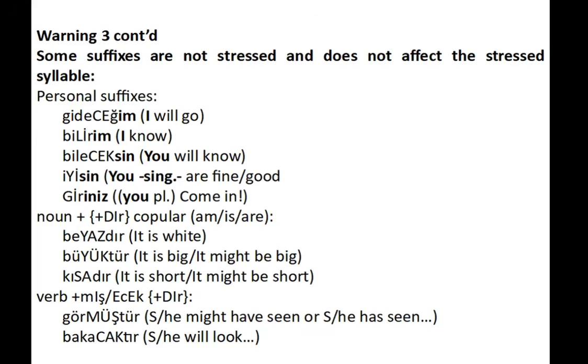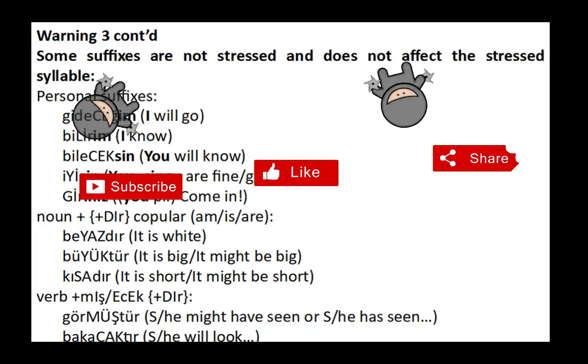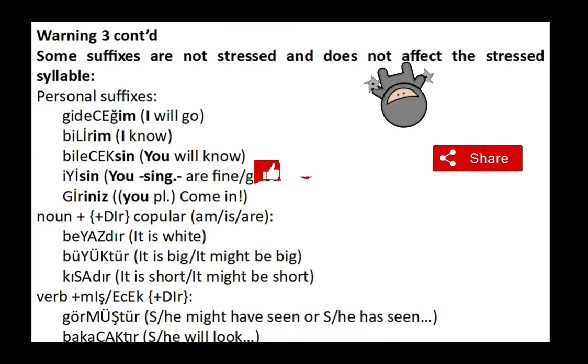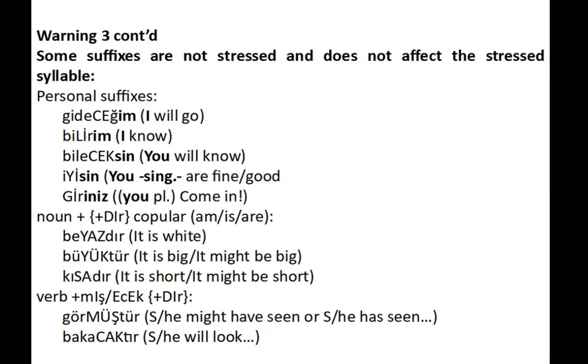What about noun plus dir, which acts as a copular? Beyaz means white as an adjective or the name of the color. Beyazdır is a sentence actually. It is white. Büyüktür. It is big. It might be big. Kısadır. It is short. It might be short. So kısa, kısadır. No change in the stress.